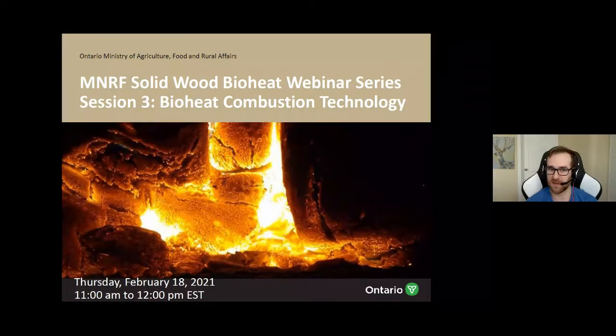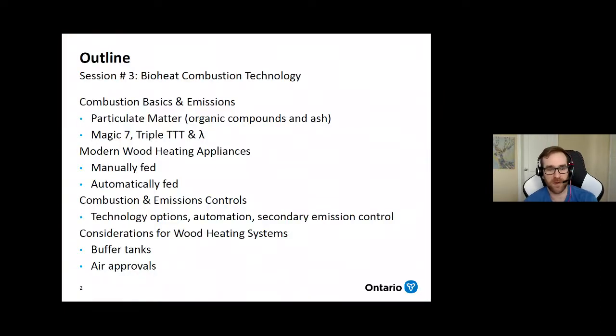So session number 3, we're going to try to tackle the topic of combustion and the various options that you can get on the different appliances. We're going to go over essentially what people would remember or recall from looking at emissions for the wood heating appliances. So we're going to talk mainly about particulate matter and how to control combustion. So we're going to talk about the Magic 7.